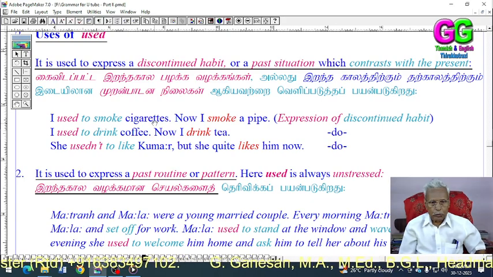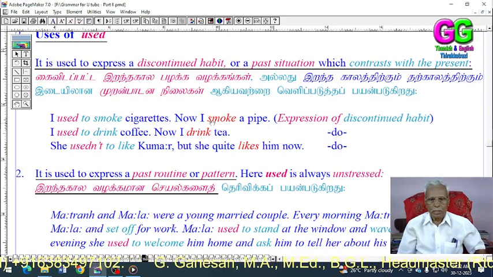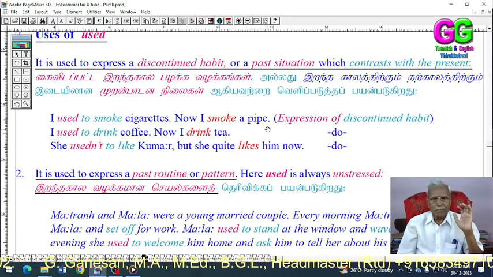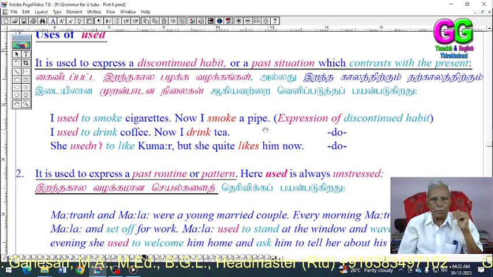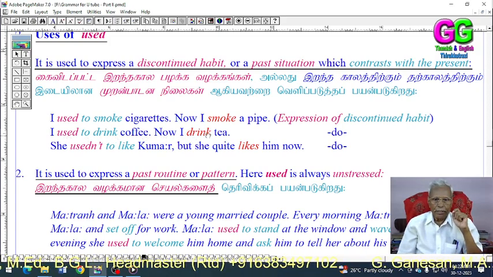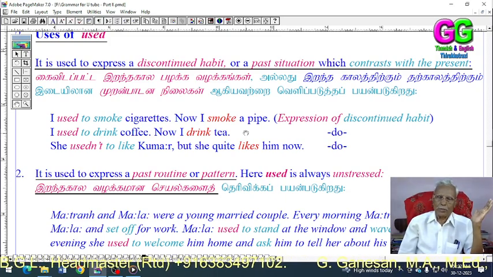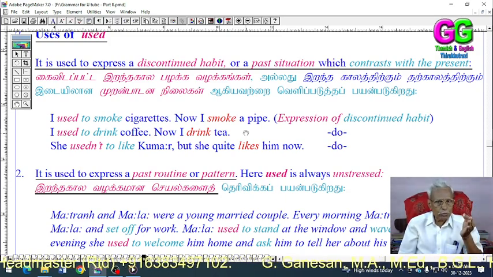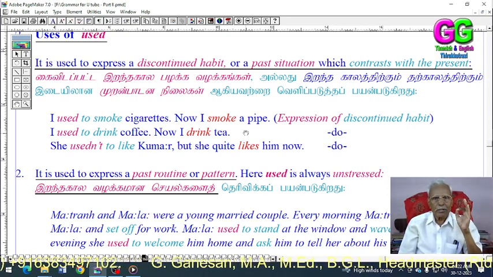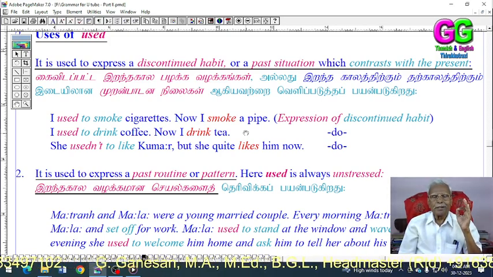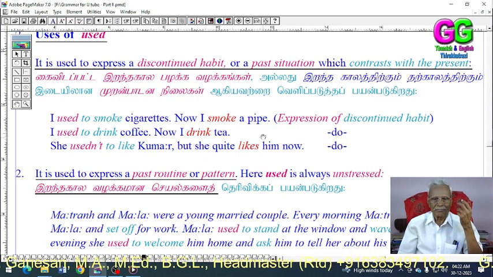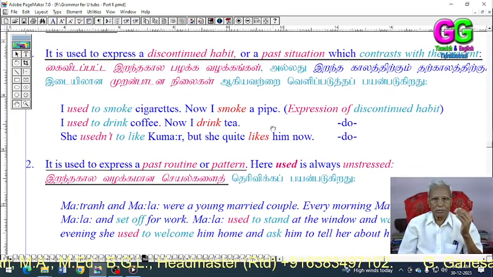I used to smoke cigarettes. Now I smoke a pipe. That is, in the past I used to smoke cigarettes, but now I smoke a pipe. I used to drink coffee. Now I drink tea. That is, till last month I used to take coffee, but now I drink tea. It is the change of climate.